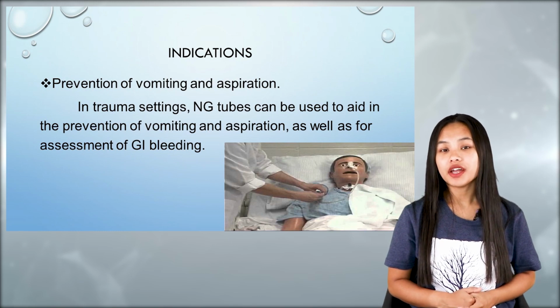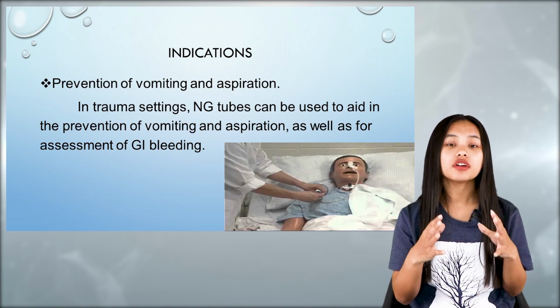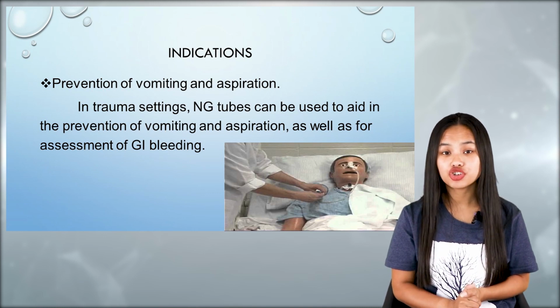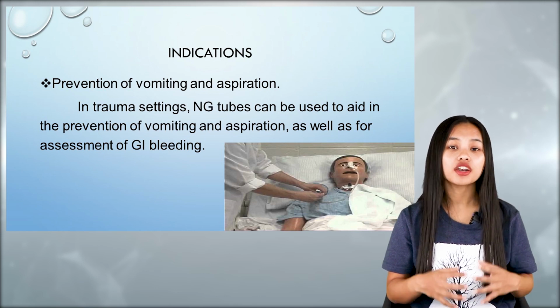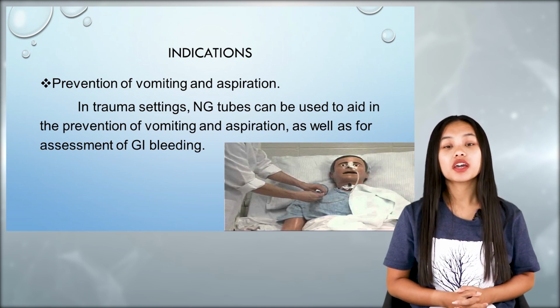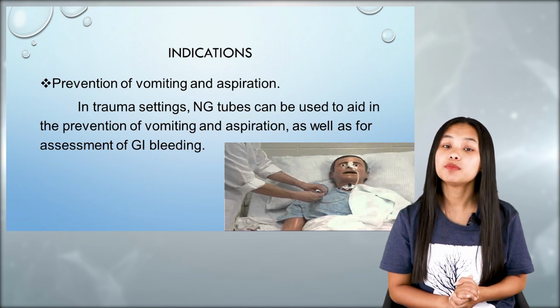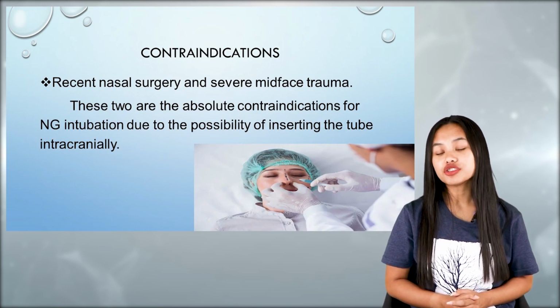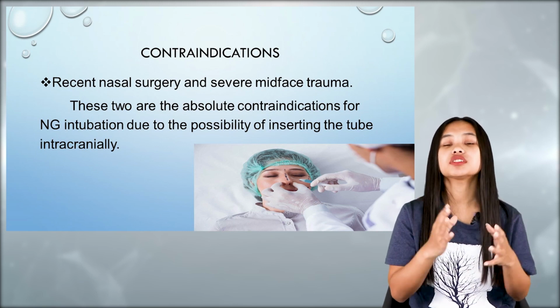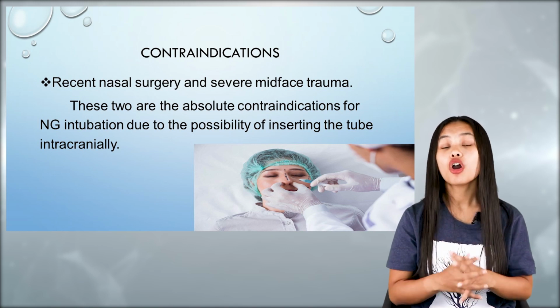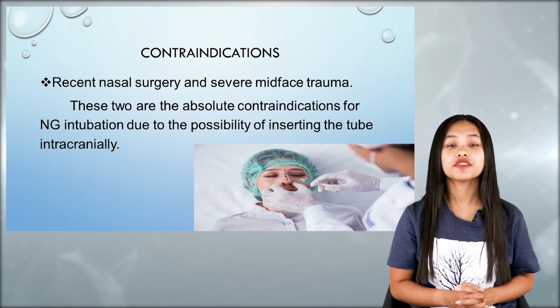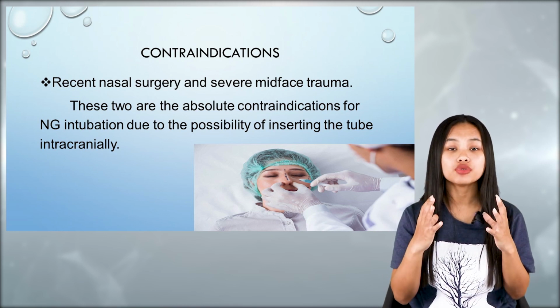And the next is to prevent vomiting and aspiration. In a trauma setting, the use of this NG tube helps in the prevention of vomiting as well as aspiration. And not only that, by the use of this, we can also assess gastrointestinal bleeding. So these are the various indications of nasogastric intubation. However, this is also contraindicated if the patient has undergone any recent nasal surgery or if the patient has a severe mid-face trauma, because these are the two cases. Since nasogastric intubation requires the insertion of a tube from the nose, right?